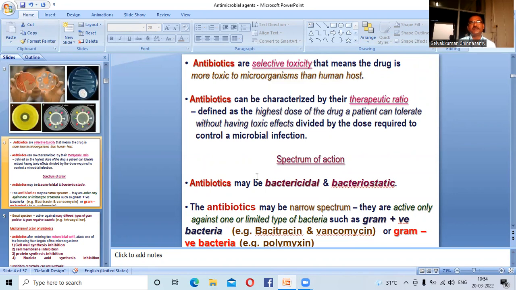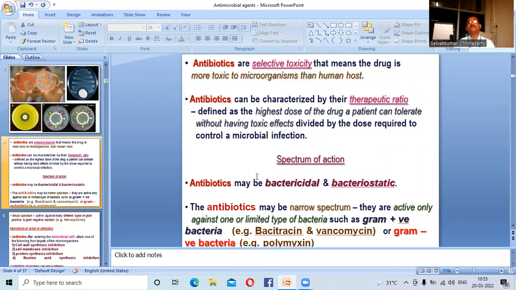Then antibiotics can be classified based on their action. An antibiotic may be bactericidal or bacteriostatic. What is bactericidal? A bactericidal antibiotic kills the microbes, but a bacteriostatic antibiotic may or may not kill; it inhibits the growth or multiplication of the bacteria.